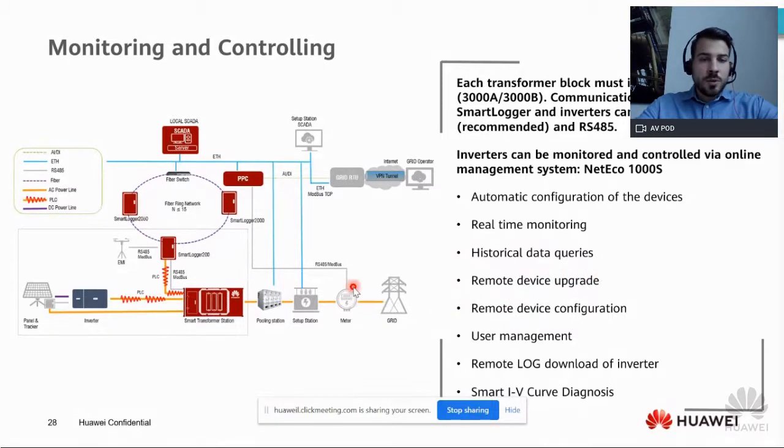You can also request or remotely download the logs of the inverter in case something happens, because this is what we require during the service process. You can also start the smart IV curve just from the office. So you can diagnose the PV panels, and you can see what happens, what should be done in order to minimize any problem that is on the field. Or you can remotely upgrade the inverters, or you can set some protection parameters inside the inverters remotely.